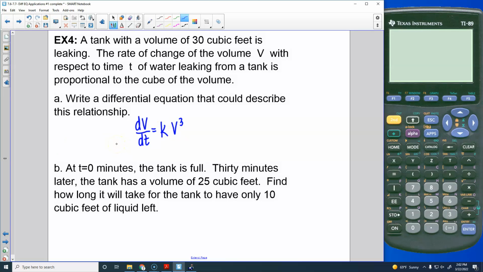Questions about it before we move on? That's all for part A. Daniel. I don't get it. I'm lost. So, why is the V cubed up here? Because it is proportional to the cube of the volume. So that means the volume cubed and not just the volume itself. Oh.